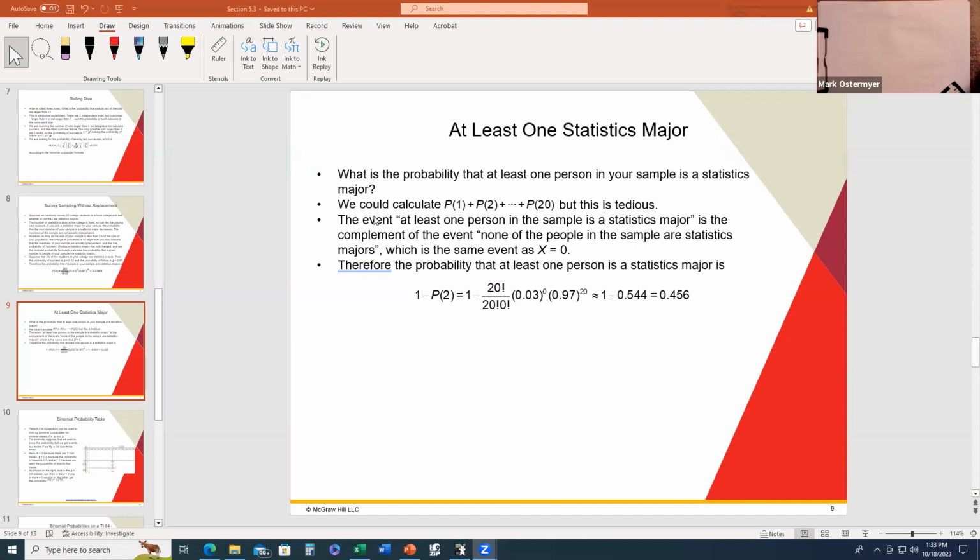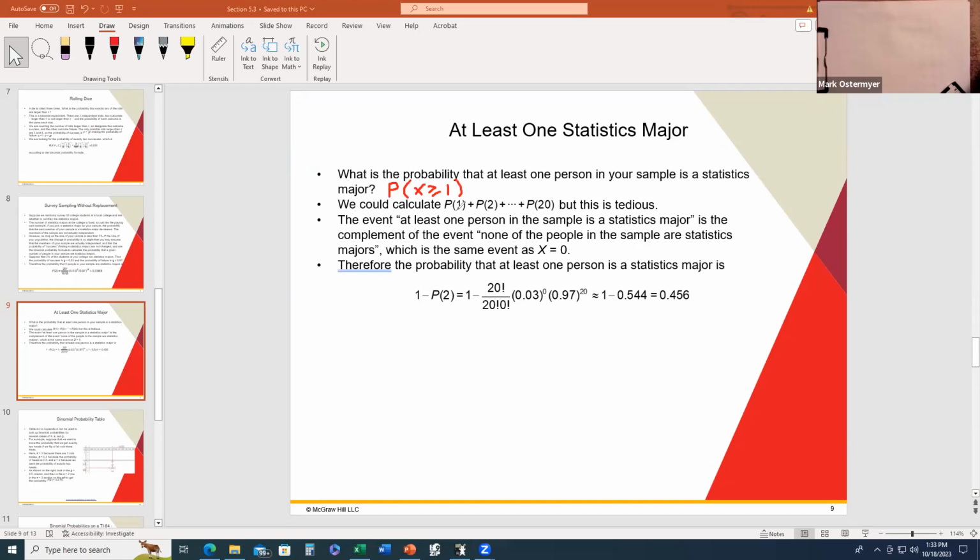Well, ladies and gentlemen, the long way of computing this probability of having at least one person is to realize that this would be the probability they want us to compute. The probability that X is greater than or equal to 1. Do you agree? Because that's saying at least one, of having at least one success.